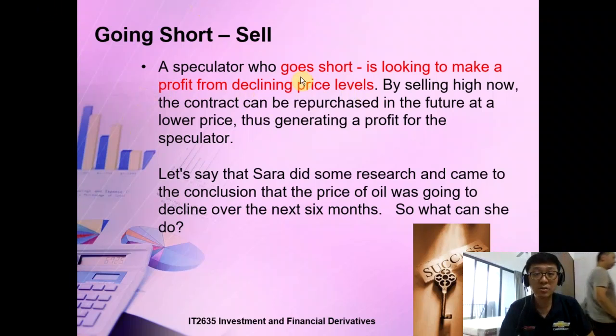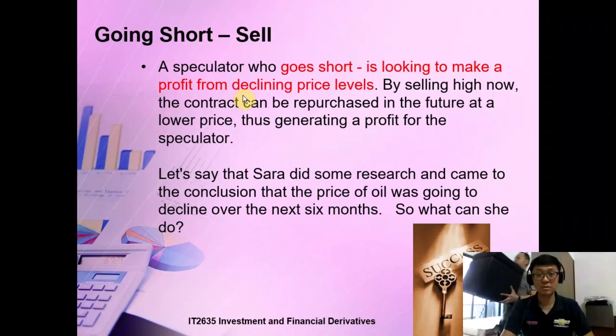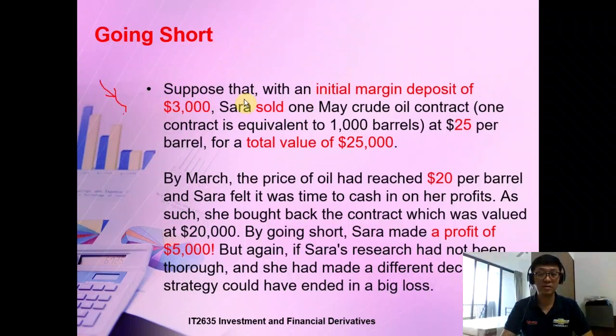The speculator goes short. Okay, so now you're going short the market. You're betting on a decline, so you will go into a short when the price level is going down, right? So when you anticipate the price going down, this is going short. The initial margin deposit is $3,000.